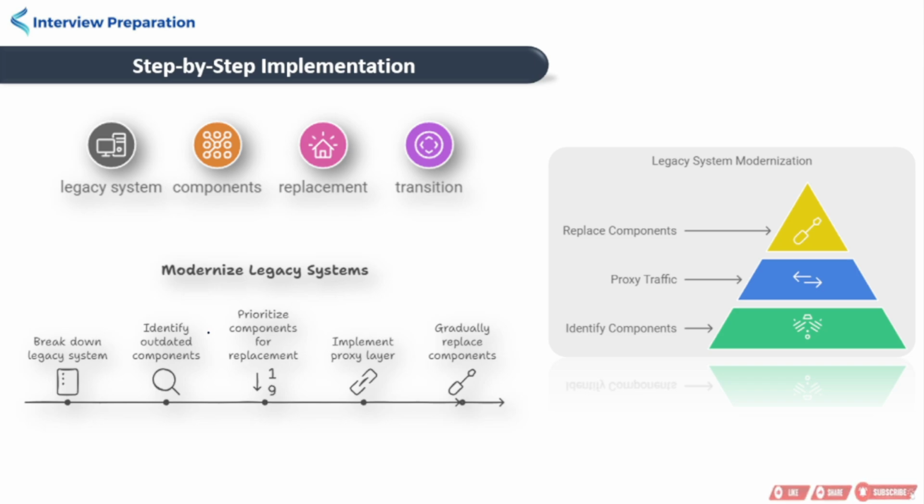Next step is proxy the traffic. Implement a proxy or a routing layer that directs the traffic between the old and new components. This allows users to access both systems seamlessly during the transition. And the last step is incrementally replace the components. Gradually replace the functionality of the legacy system with the new code or service. Focus on one feature or module at a time, ensuring that each component is fully functional before moving on to the next.